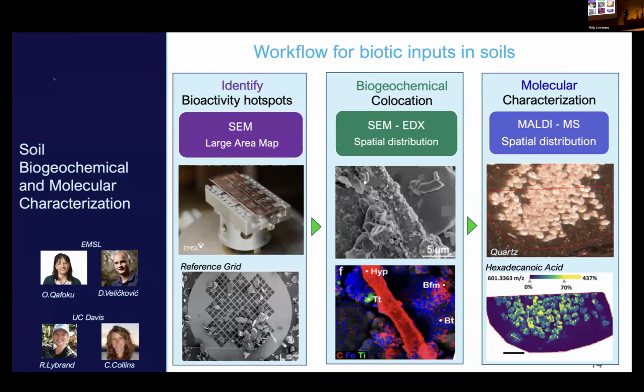Yesterday, Odota gave us a really great talk about how to break down and identify these bioactivity hotspots, do some co-localization analysis, and then go to a larger scale, a couple orders of magnitude larger, to understand the spatial distribution of these different types of organic acids that may be causing some of this dissociation of minerals, et cetera, from these fungal species.